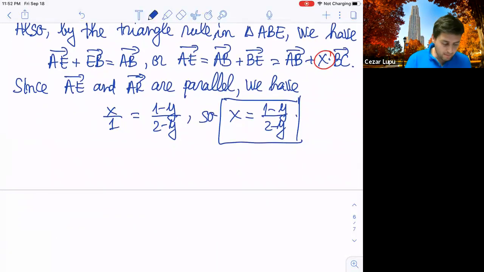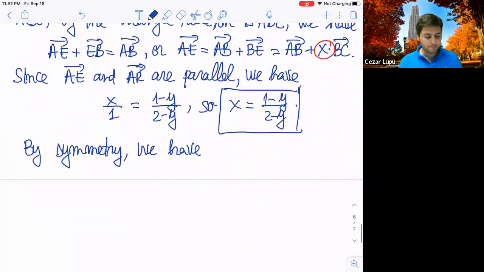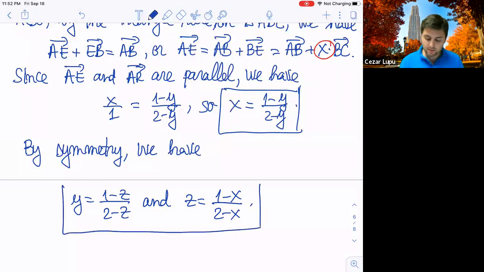Similarly, or we can say by symmetry, we have that y is the same as 1 minus z over 2 minus z, and z is 1 minus x over 2 minus x, right? So we also have these relations.